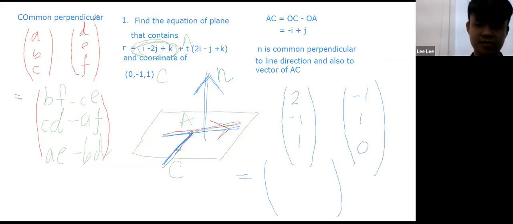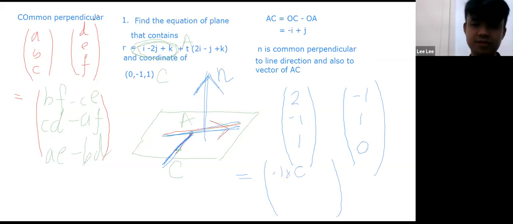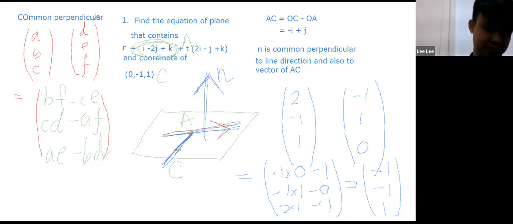So -1 times 0 minus 1. Cover the second row, -1 times 1 minus 2 times 0, right? Cover the third row, 2 times 1 minus -1 times -1. So that gives -1. So the common perpendicular is given by (-1, -1, 1). Any question?